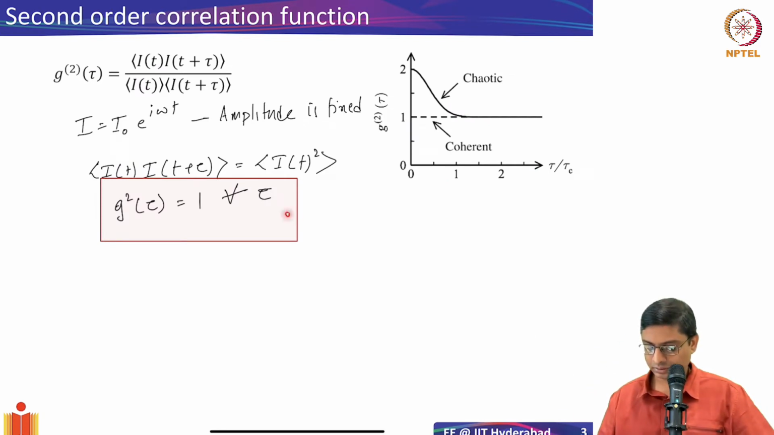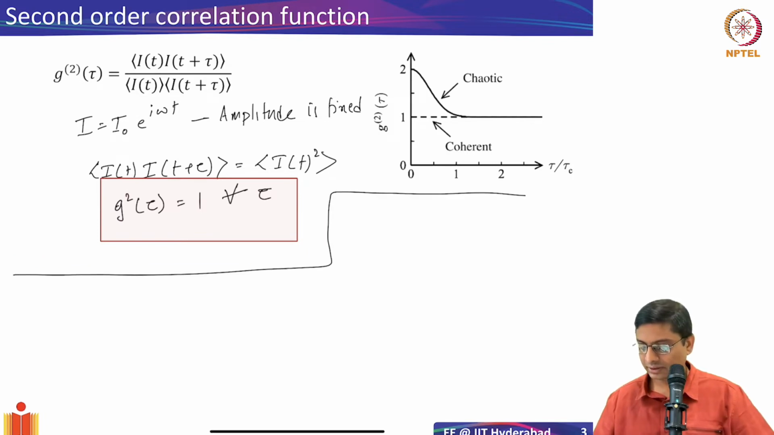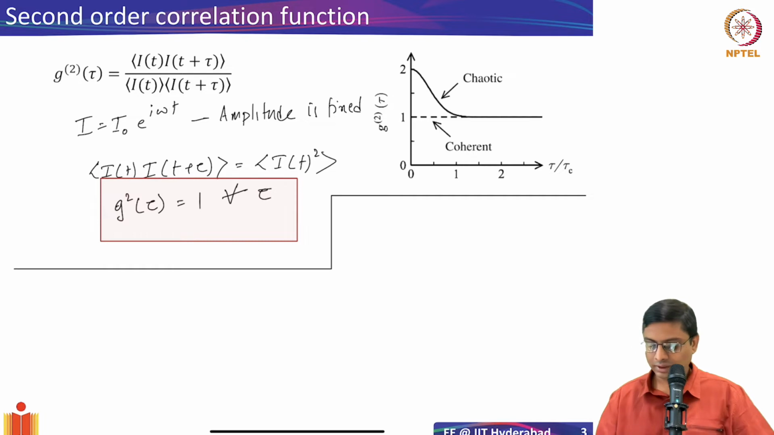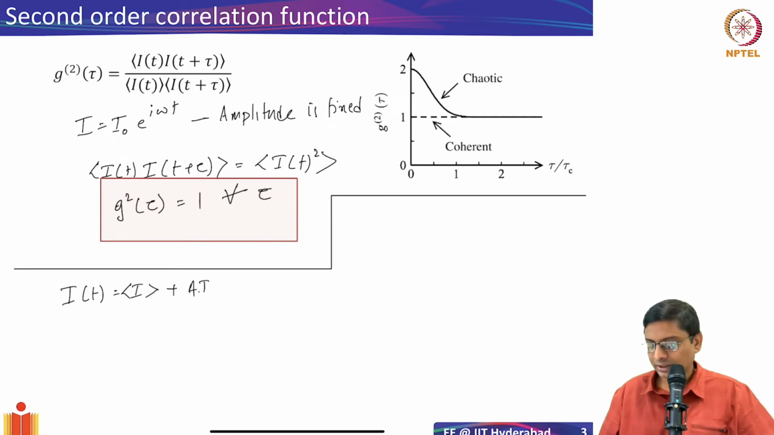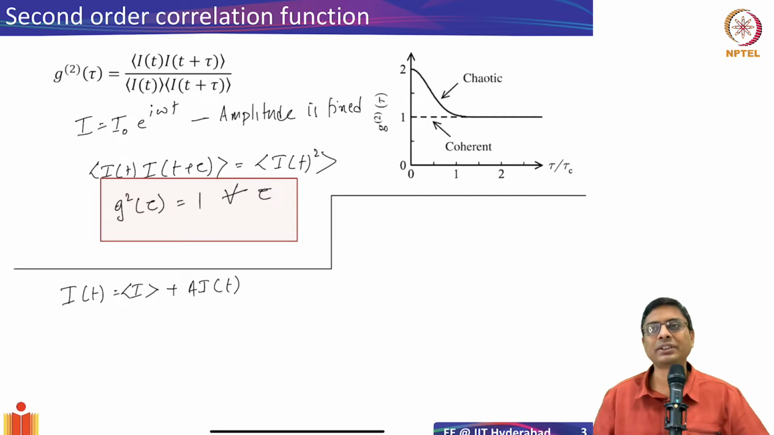So now what happens in the case of a chaotic light? What do I mean by chaotic light? I mean that, let's say in this case, we have an intensity I of t of the form some average value plus delta I of t. This is my intensity. What do I mean by this?